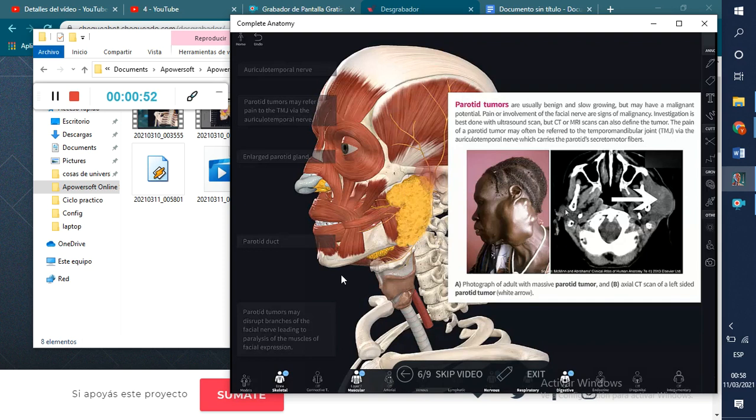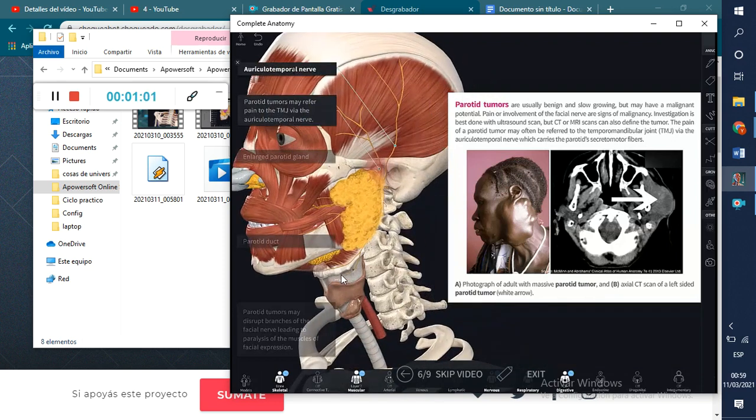So the pain of a parotid tumor may often be referred as well to the TMJ via the auriculotemporal nerve. The auriculotemporal nerve is over here, and if you have irritation of it, as this is primarily a sensory nerve coming from the trigeminal nerve, you can imagine that that is going to refer pain to the temporomandibular joint. In addition to that, this nerve also carries the secretomotor fibers.